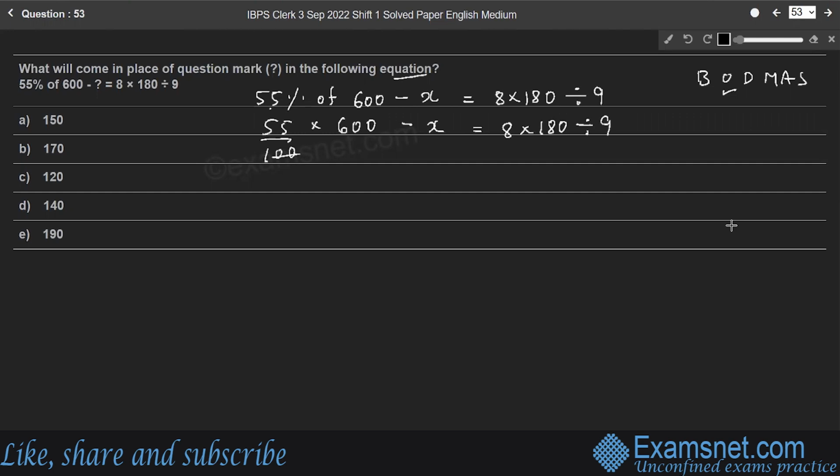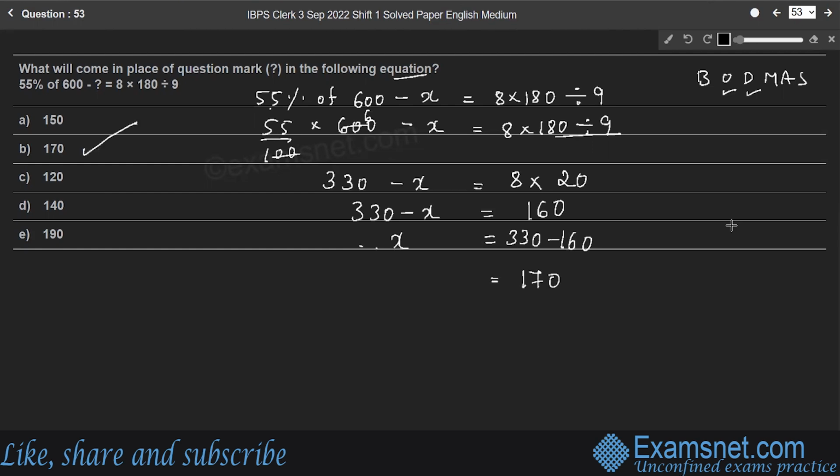So here 100 into 6. So 55 into 6 is 330 minus X is equal to, so 8 into, so next is division here in BODMAS. So it is 20, 8 into 20, right? Therefore, 330 minus X is equal to 160. Therefore, X is equal to 330 minus 160, which is 170, right? X is 170, option B.